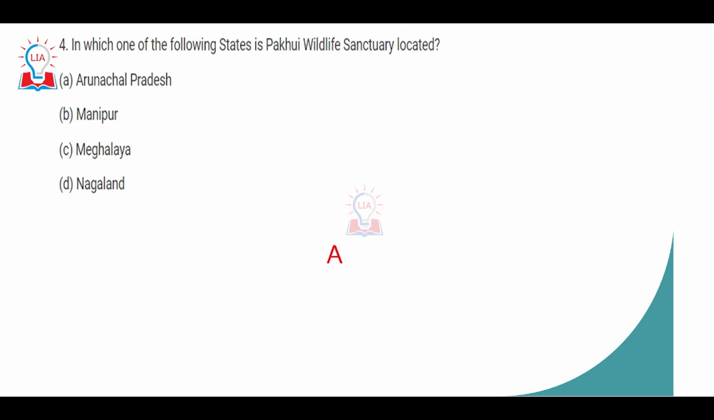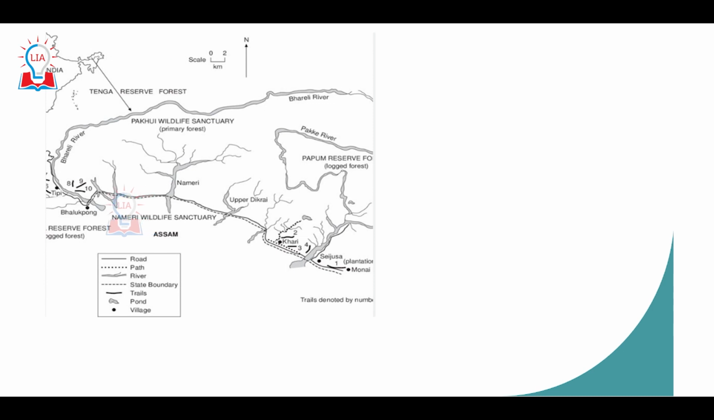The fourth question is again a simple location-based question, which asks in which of the following states of India Pakhui Wildlife Sanctuary is located. Pakhui Wildlife Sanctuary is also popularly called Pakke Wildlife Sanctuary. It is a very well-known wildlife sanctuary situated in the state of Arunachal Pradesh.